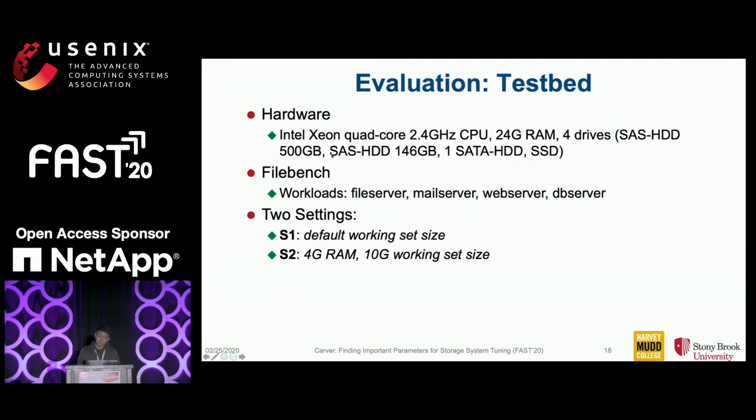In the beginning, we stick with the default working set size provided by FileBench. We refer to this setting as S1. Later, we changed to S2, where we increased the working set size to 10 gigabytes and limited the RAM size to 4 gigabytes, so that the working set size is much larger than the RAM.